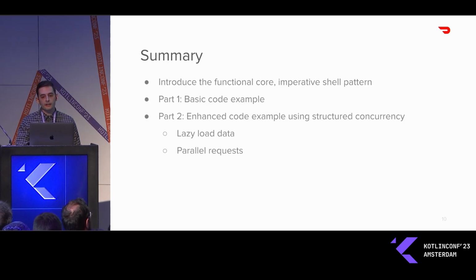So let's see how to solve this. In this talk, I'm going to introduce the functional core imperative shell pattern. Then I'll walk through the code for an example API, covering the basic pattern, and then I'll enhance it to show how you can use structured concurrency and lazy loading to make requests in parallel.